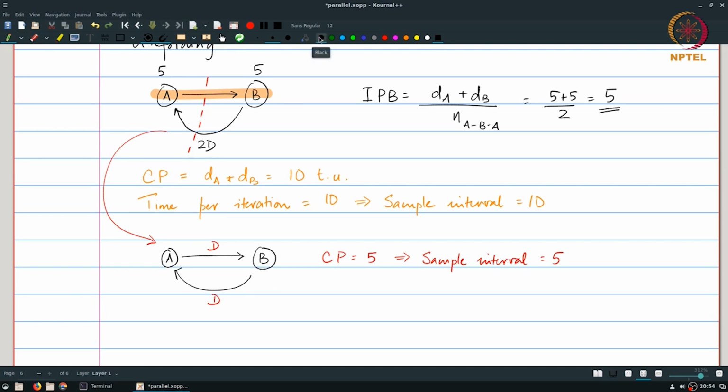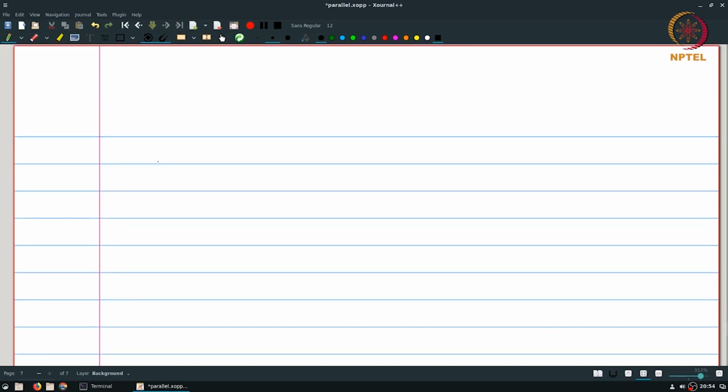In other words, what if I had a system that looked like this? Again, the same connections between the nodes A, B, 2 delays, but now A had a delay of 9 time units and B had 1. The iteration period bound in this case is exactly the same as before. It is (9 plus 1) by 2, or 5 time units. The critical path over here is also equal to the distance from A to B.